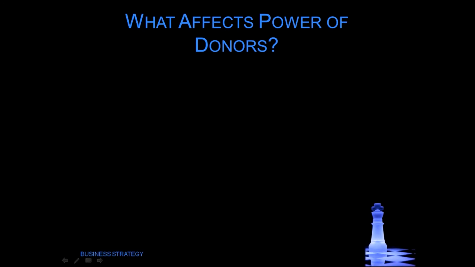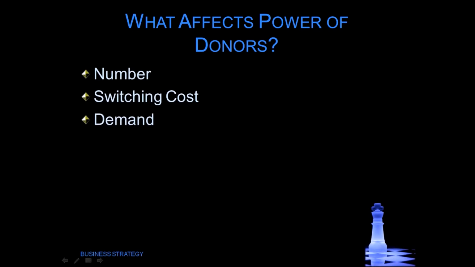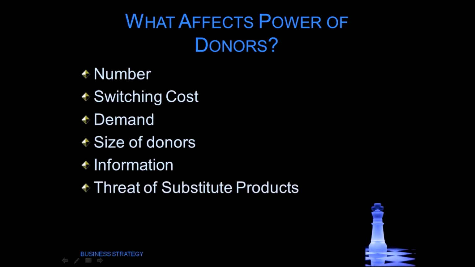So what affects the power of donors? The number of donors available, how much it would cost for a donor to move from one place to another. And remember, that could be psychological. The demand for donors. Sometimes it's also the demand for the services that the company is providing. The size of the donors. It's easier for big donors to give big money. And the amount of information that's available to the donors about services and financial ratios and so on.